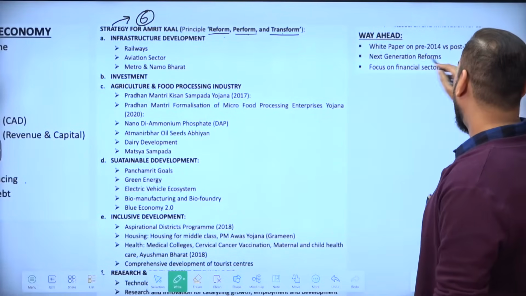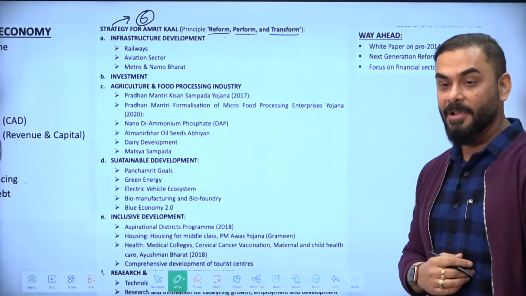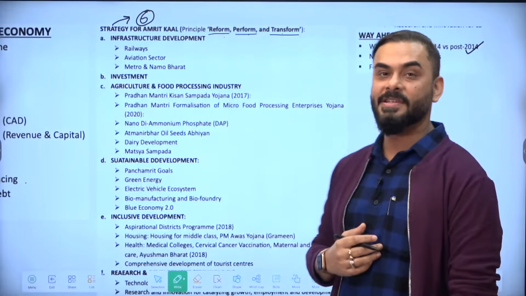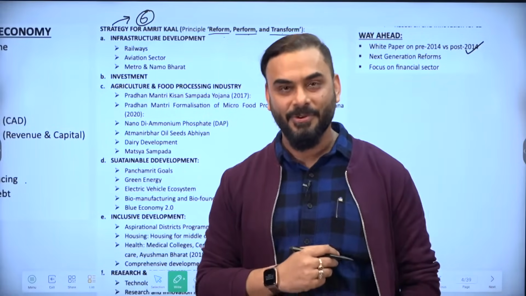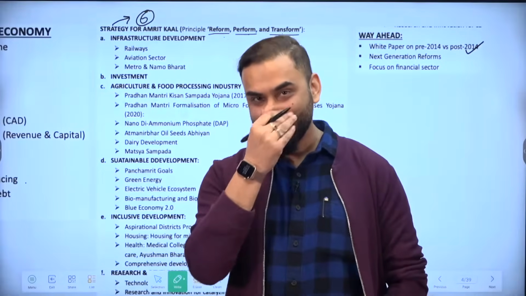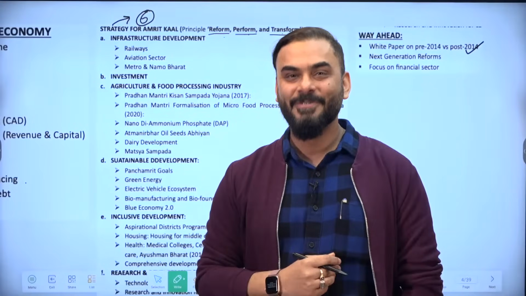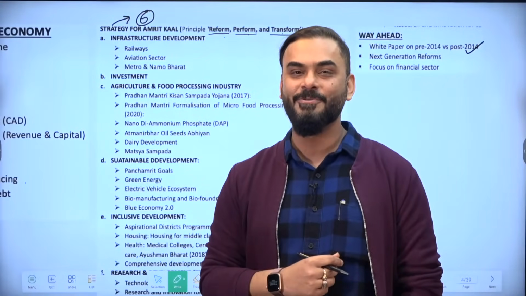The way ahead says white paper on pre-2014 and post-2014 economic policies. So the government of India says that before 2014, there must be reasons that we were not able to achieve the results. So the government says we are going to bring a policy paper and detailed analysis so as to draw the right lessons for the future, that what we should avoid doing if we want to progress in life.